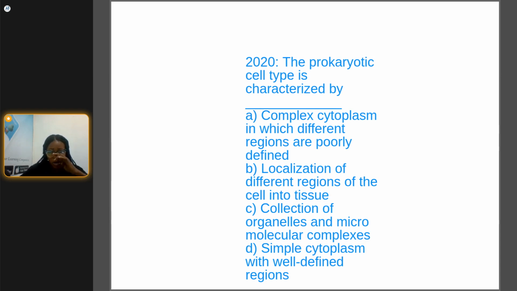I told you about prokaryotic cells that they do not have a particular nucleus, they do not have a well-defined component. So looking at the explanation and the options that we have here, then your answer is what? Is A. That is complex cytoplasm in which different regions are poorly defined. They do not have a well-defined component.